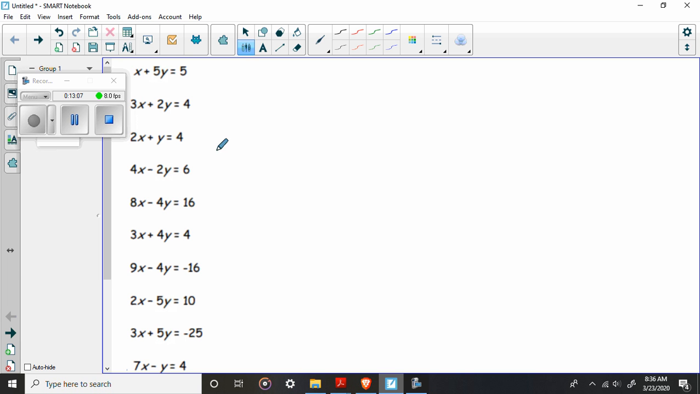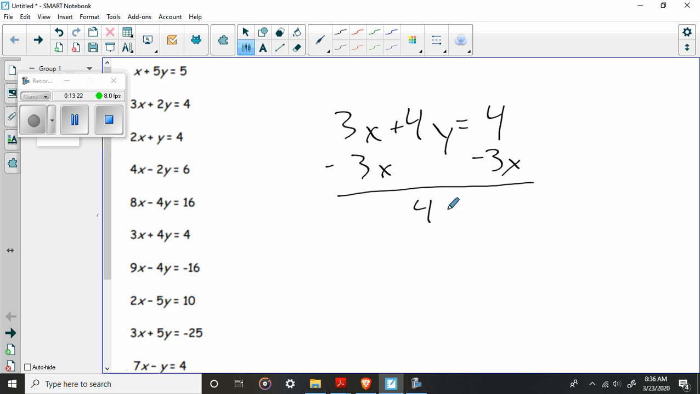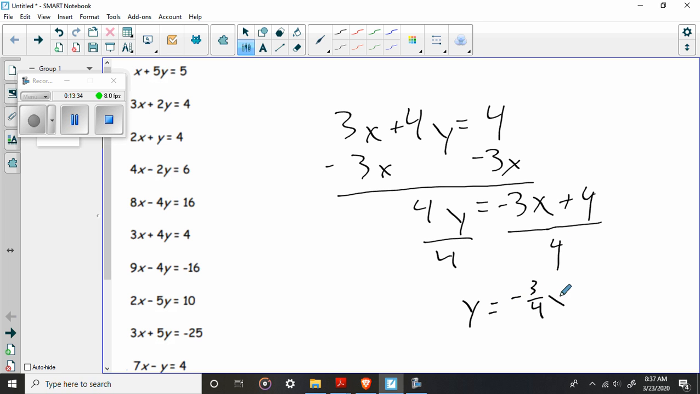All right, let's pick this guy right here. 3x plus 4y is equal to 4. Again, let's move the x's. 4y is equal to negative 3x plus 4. Let's divide by 4. What do we get? y is equal to negative 3 over 4x plus 1. Again, remember, just distribute those.